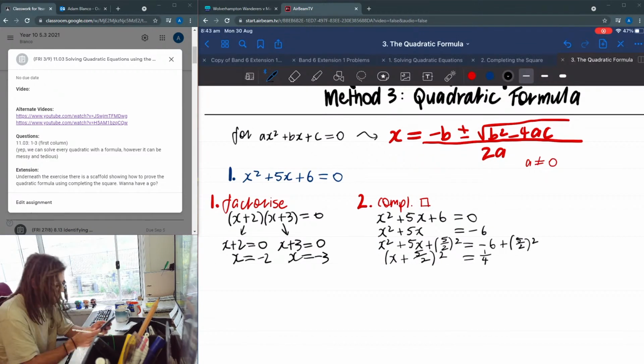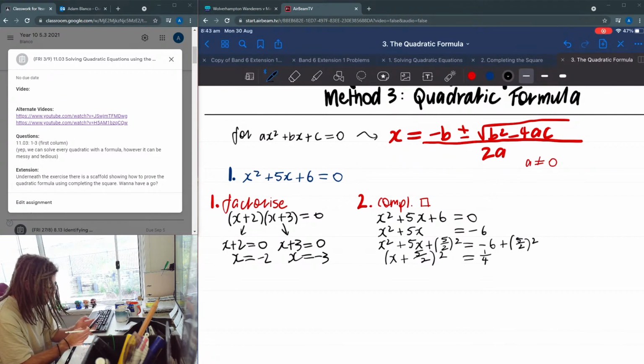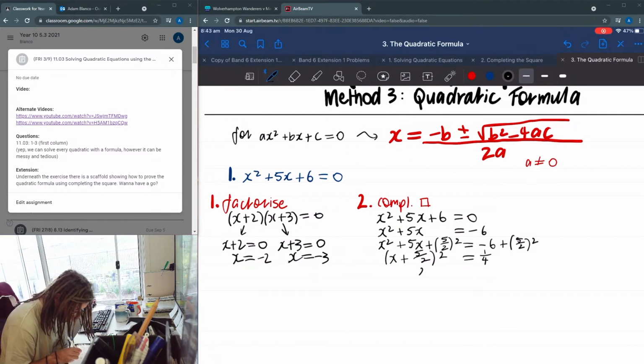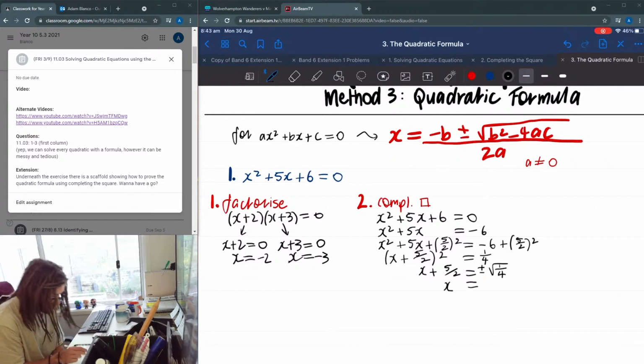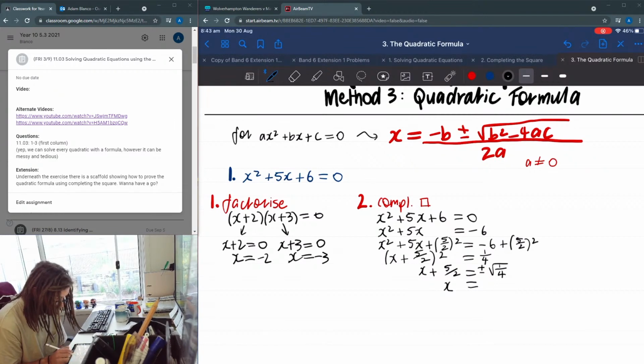Cool. This will be embarrassing if it doesn't work. X plus 5 on 2 equals the plus or minus the square root of 1 on 4. X equals, now, the square root of 1 on 4, that's the same as the square root of 1 over the square root of 4.